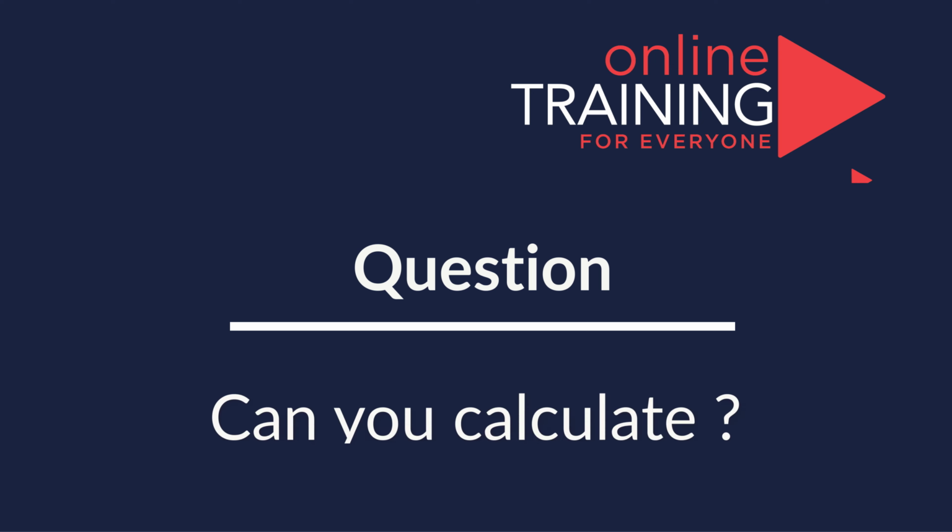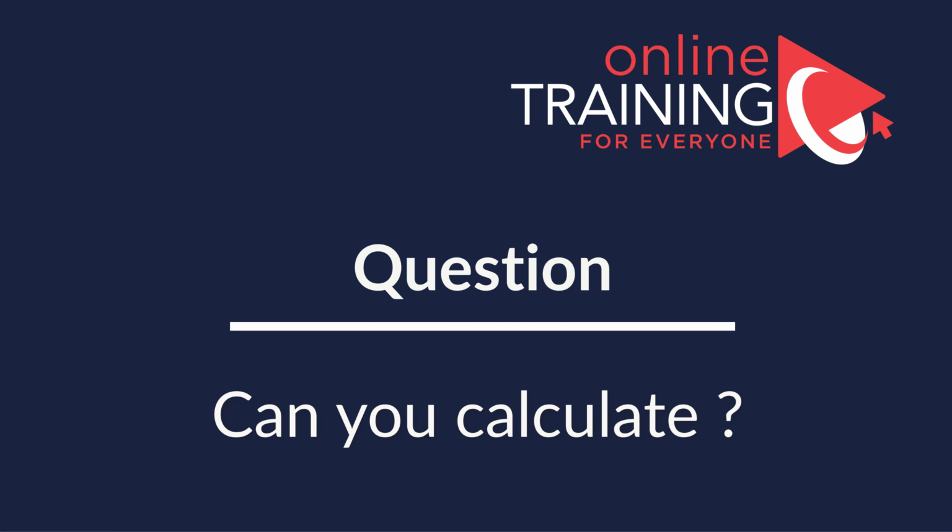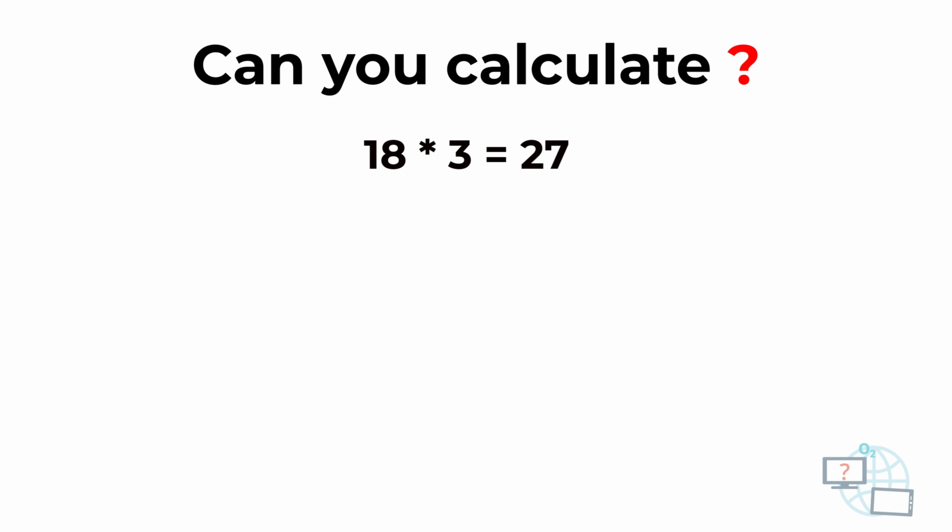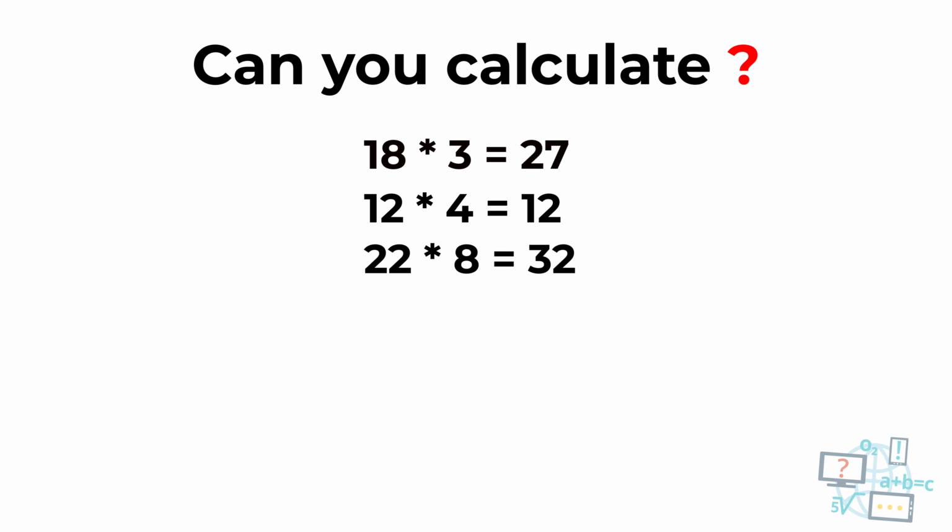Here's an interesting problem from the real test. You're presented with three full expressions. 18 by 3 equals 27. 12 by 4 equals 12. 22 multiplied by 8 equals 32. And you need to calculate the missing number in the expression 13 multiplied by 9.